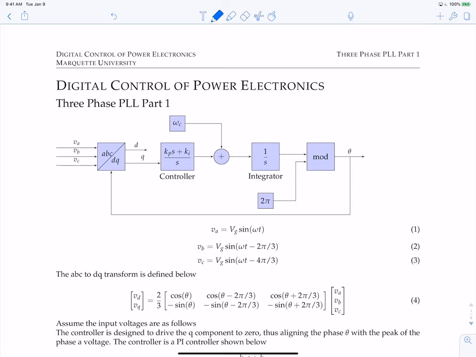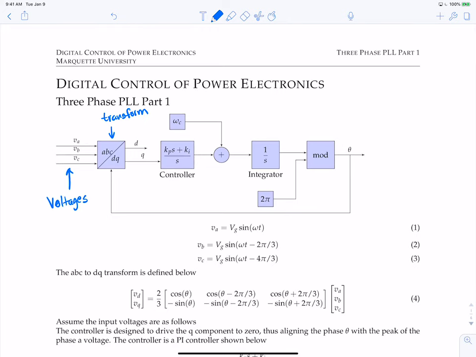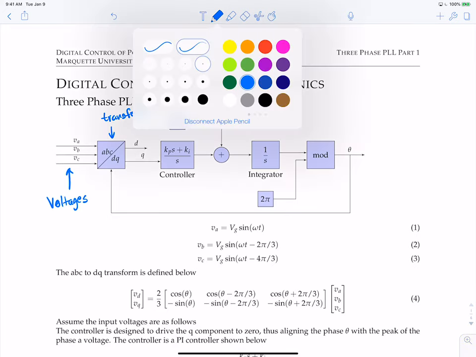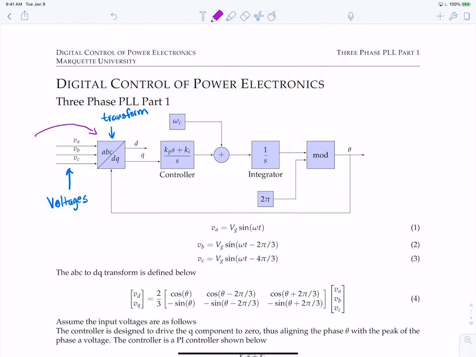So here's the incoming voltages. This would be three sampled voltages for three-phase. And the first thing that they're going to do is go into this ABC to DQ block. And what this does is compute a mathematical transformation. Now, the mathematical transformation is actually written down here in equation 4. So what it's doing is it's taking in three values, VA, VB, VC, and an angle.